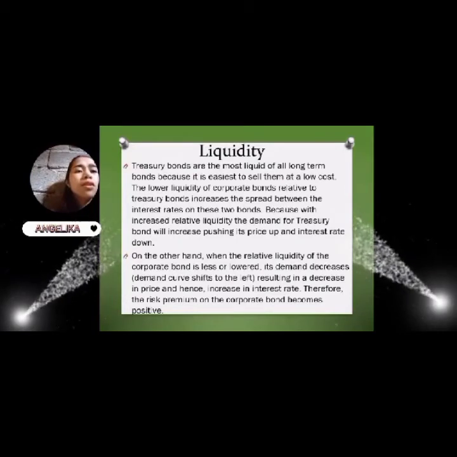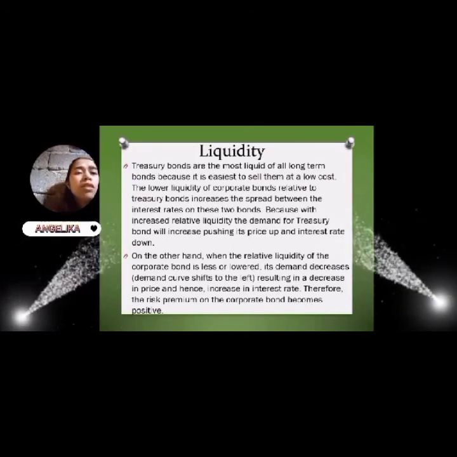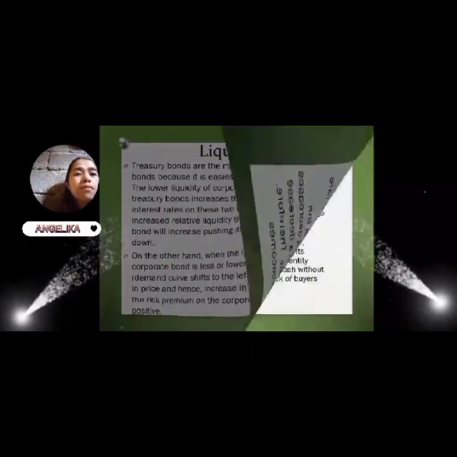The lower liquidity of corporate bonds relative to Treasury bonds increases the spread between the interest rates on these two bonds. With increased relative liquidity, the demand for Treasury bonds will increase, pushing its price up and interest rate down. On the other hand, when the relative liquidity of the corporate bond is lowered, its demand decreases, resulting in a decrease in price and hence an increase in interest rate. Therefore, the risk premium of the corporate bond becomes positive.